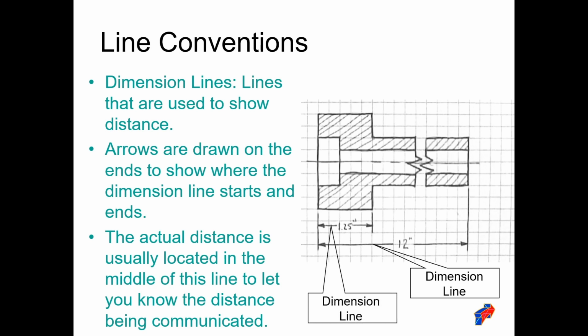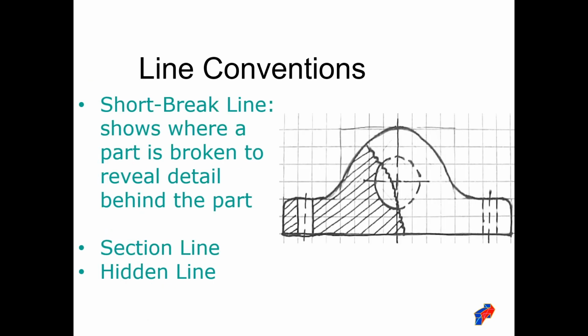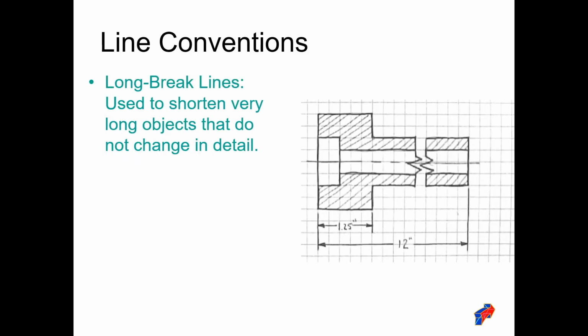That is also a dimension line. A short break line shows where the part is broken to reveal detail behind the part. That is a short break line. There are also section lines and hidden lines shown in this drawing.